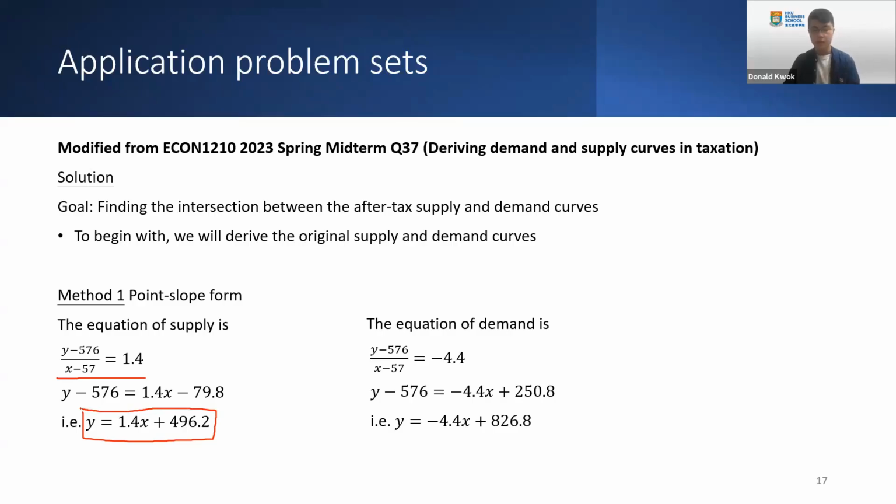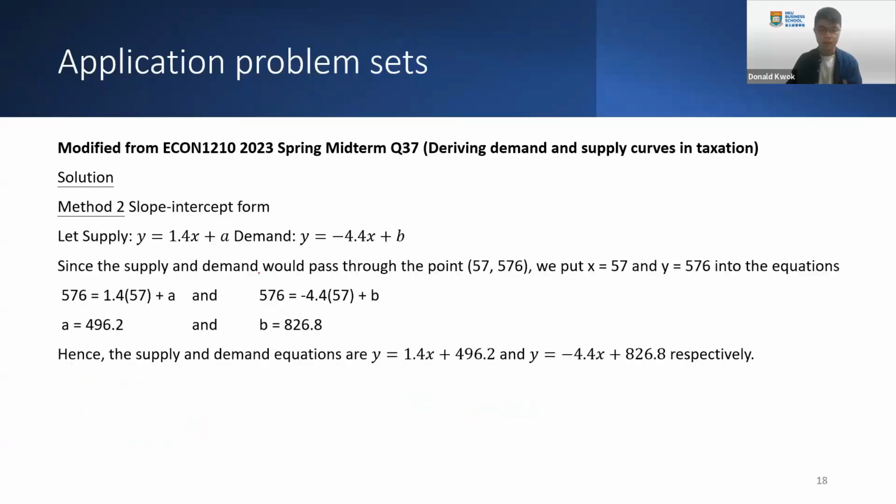In the same way, you can derive the equation of demand as follows. (y minus the equilibrium price) divided by (x minus the equilibrium quantity) equals the slope of the demand curve, and we will have this expression as the demand function. So this is the first method, using the point-slope form. Alternatively, you can use the second method I've introduced here.